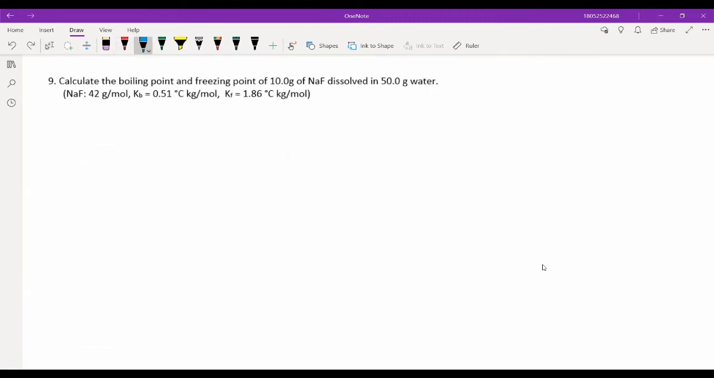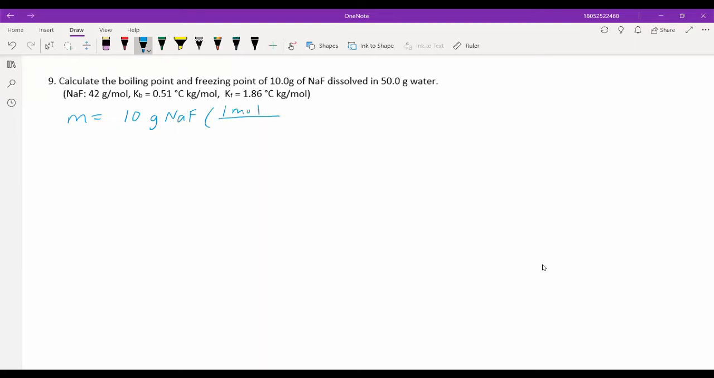So we have number 9, calculating the boiling and freezing point temperatures of this sodium fluoride solution in water, an aqueous solution of the salt. In these formulas, you'll notice that there's a lowercase m, which is molality. So we're going to start by finding that concentration unit. And if you remember, we need the moles of solute over the kilograms of solvent.